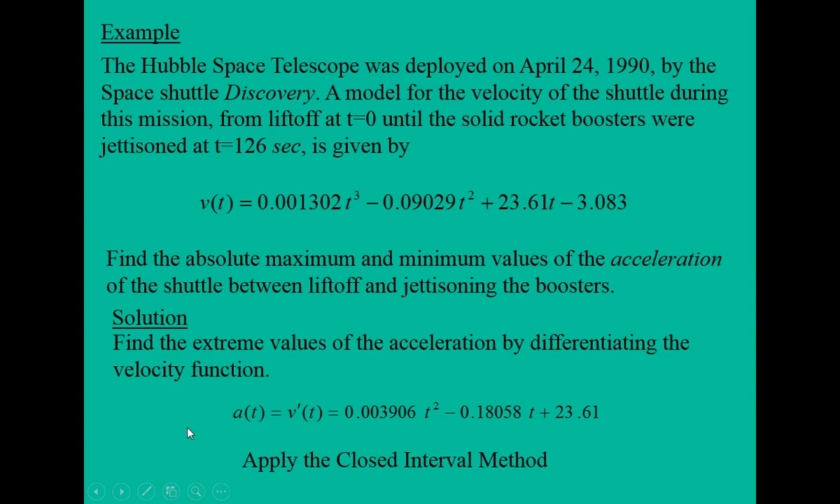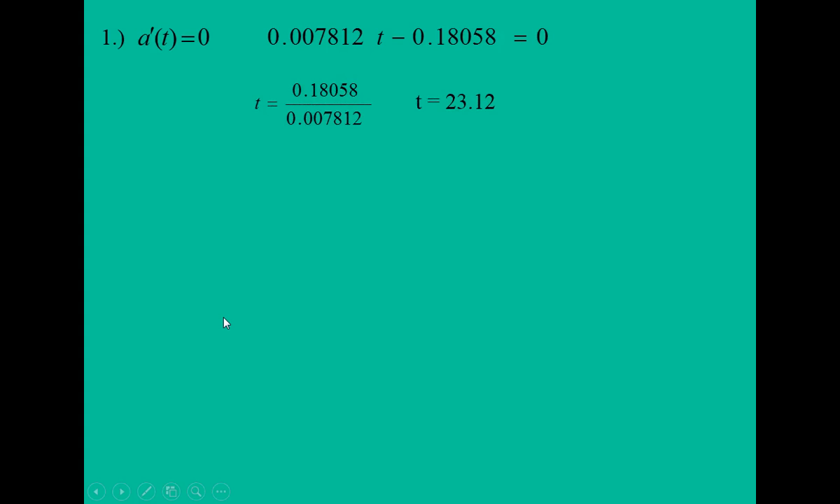So we can apply the closed interval method on this problem. The derivative of our acceleration function is here. So if we set this equal to 0, this will give us a critical number. So we get t equals 23.12 seconds. So that's a critical number.